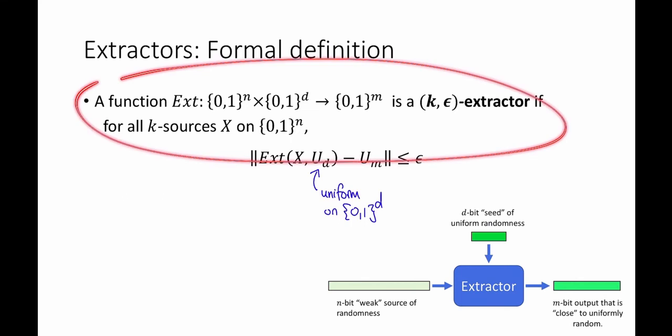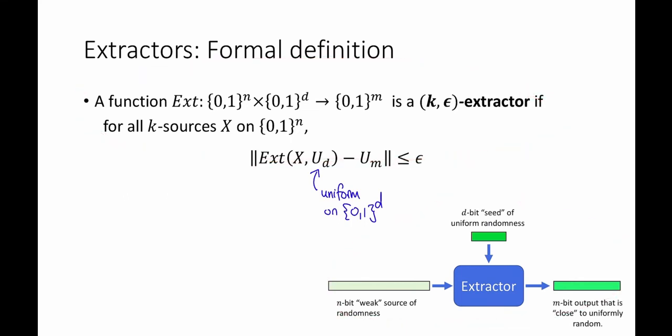Mapping this definition to the picture we had before, here is our k-source X. This is our seed, which we're assuming is uniform. And this output is equal to Ext of (x, U_d). Our goal is that this output here should be epsilon-close to uniform in total variation distance. That's what this says.